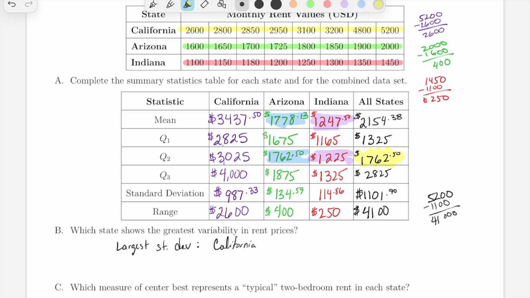Also, the fact that California is so spread out, that has a large standard deviation. Arizona and Indiana both have very small standard deviations. Those are lost whenever you combine the data.